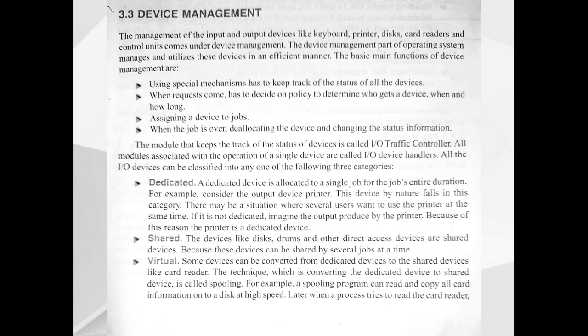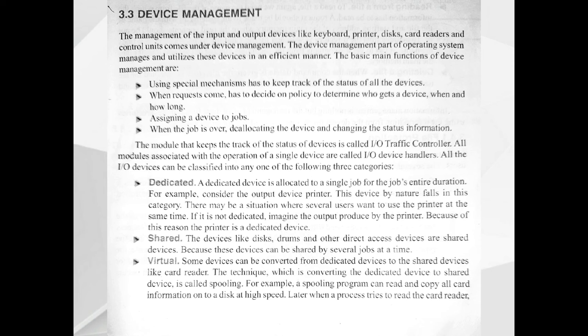Now if suppose two users are trying to access the printer and giving the command to print out, it is not possible that the printer will print out both the files at the same time, no, right? Otherwise, if you imagine how it will come out, it will be a mixture of data, right? So that is not possible, okay. So if it is not dedicated, imagine the output produced by the printer. Because of this reason, the printer is a dedicated device, okay. So I hope that from there you have understood what is a dedicated device, okay.